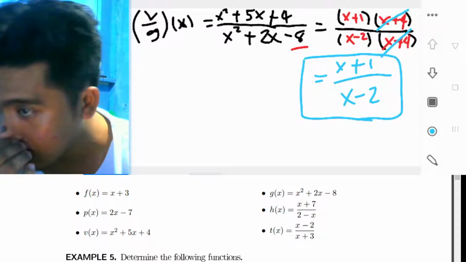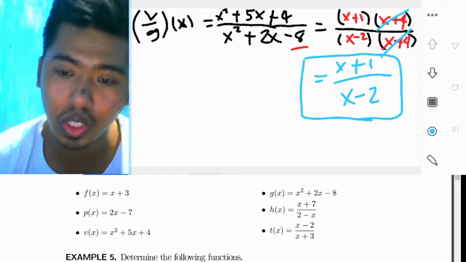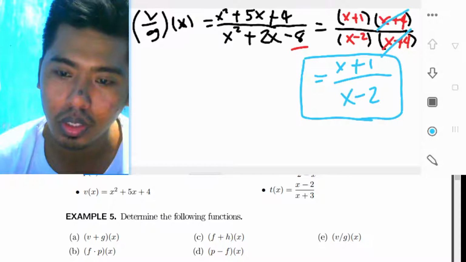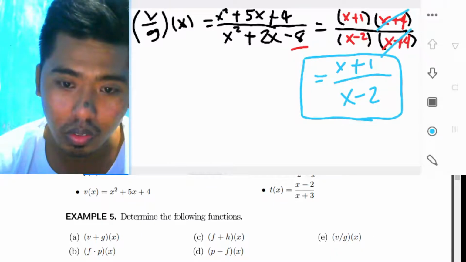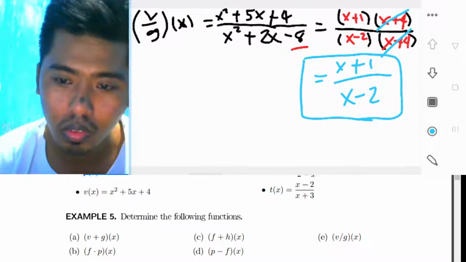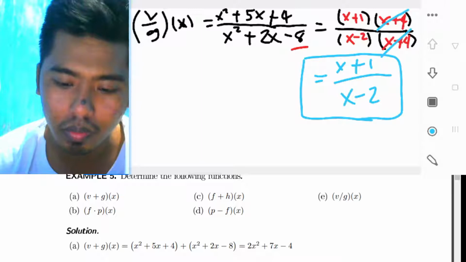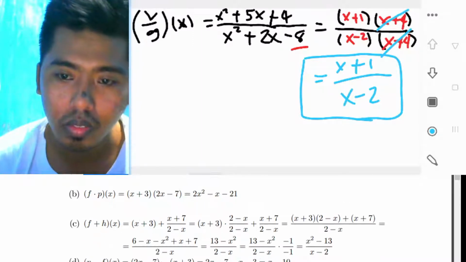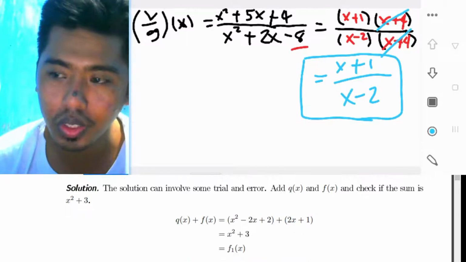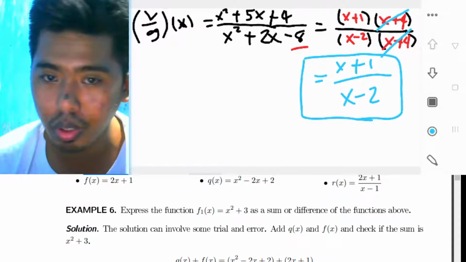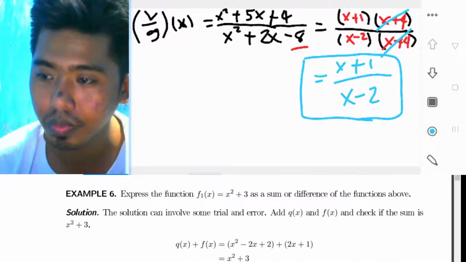Okay, so that's it. So let's proceed to example number 6. So wait for it. Now let's proceed to example number 6 here.